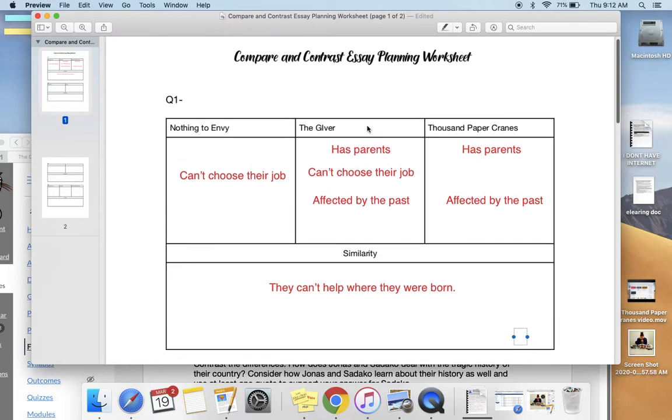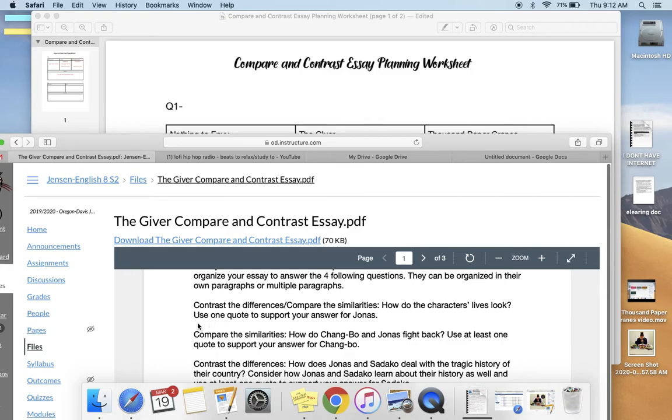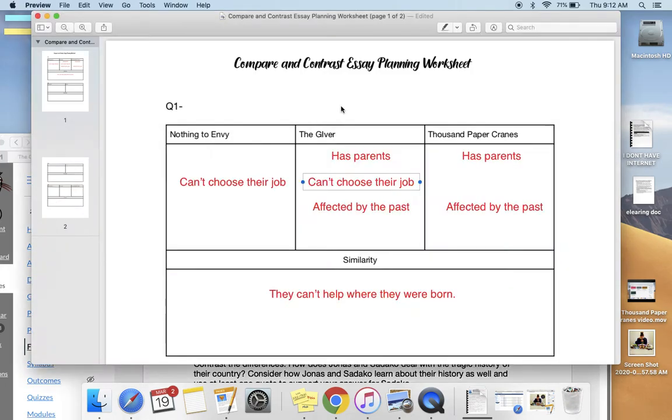Now, I think the last thing that I'll help you with is, let's make sure, use one quote to support your answer for Jonas. If I talk about this in a sentence, well, these two people have parents. Changbo is an adult and he can't rely on anyone else. These two can't choose their jobs. These are affected by the past without them having to, they didn't cause it, but they are still affected by it. Blah, blah, blah. One of these items has to be supported by textual evidence, or this one too.